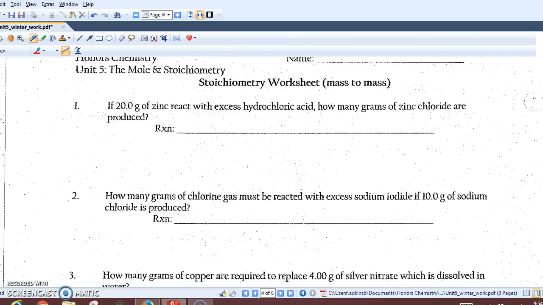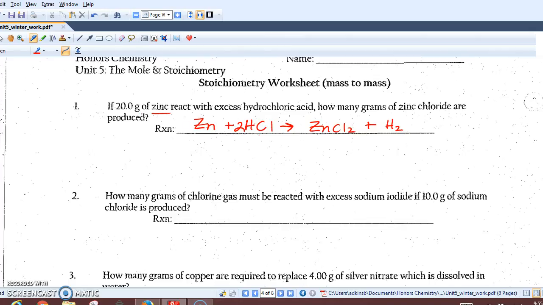All right, so for number 1, it says 20 grams of zinc, so that's just Zn, reacts with excess hydrochloric acid, so that's HCl, to produce ZnCl2, and they don't tell us what else. If I look at this reaction, the zinc came and kicked out the hydrogen and bonded with the Cl, which means hydrogen is all by himself, but of course hydrogen is never alone because he's a diatomic. So then we come in and we balance it, we've got 2, and I think that does it.